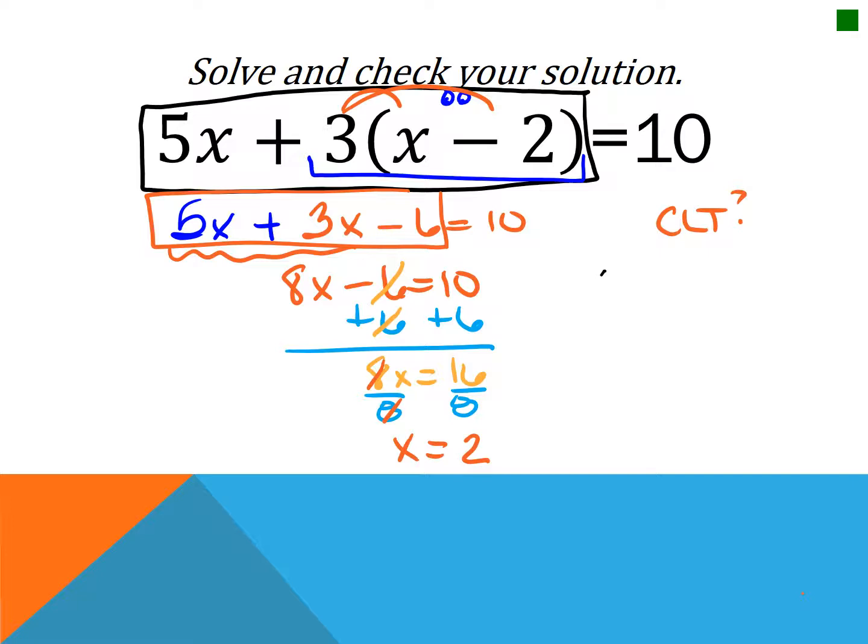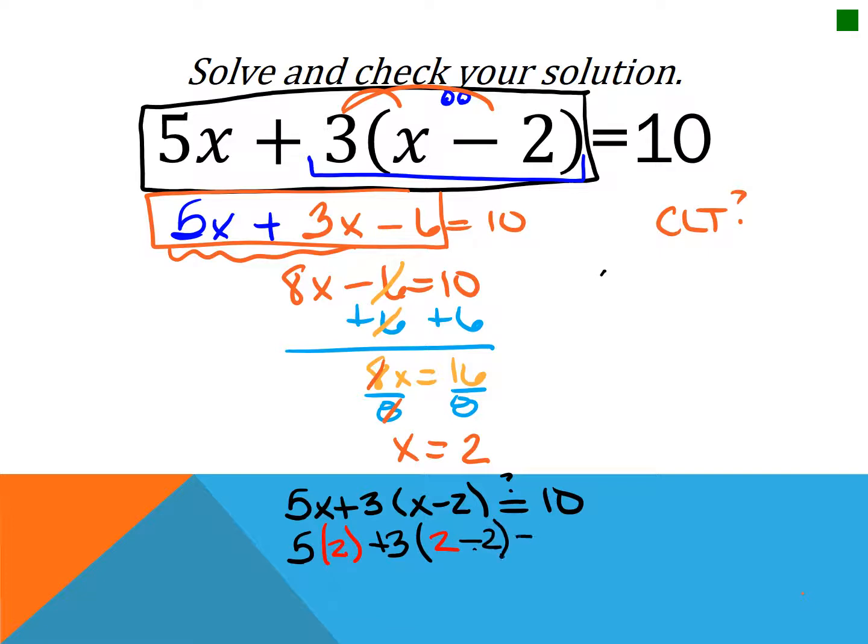For the check part of it, you're going to rewrite 5x plus 3 times x minus 2, and you're going to put equals 10. Technically, you put a little question mark there. Then you're going to substitute in what you found for x, which is 2. So anywhere you see an x, you're putting 2. Everything else stays the same.